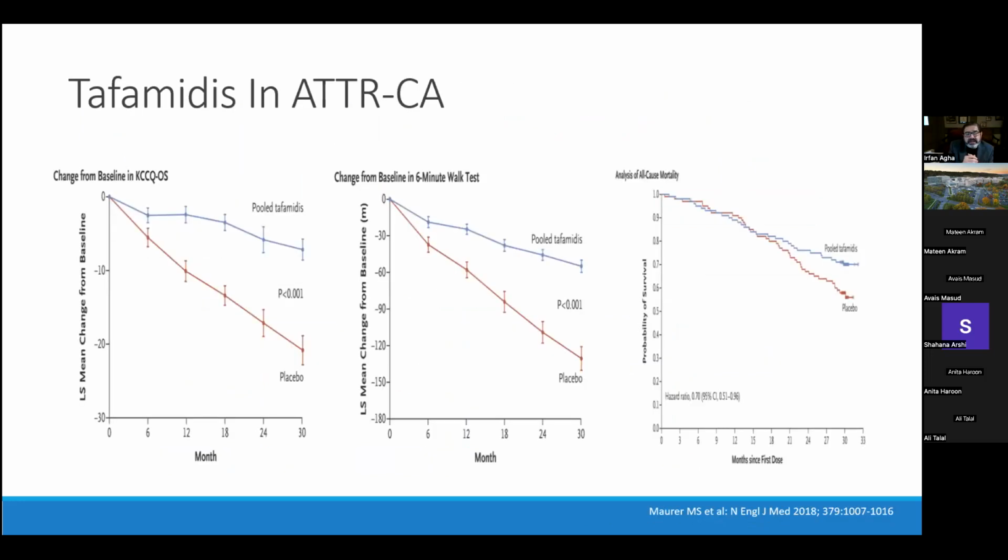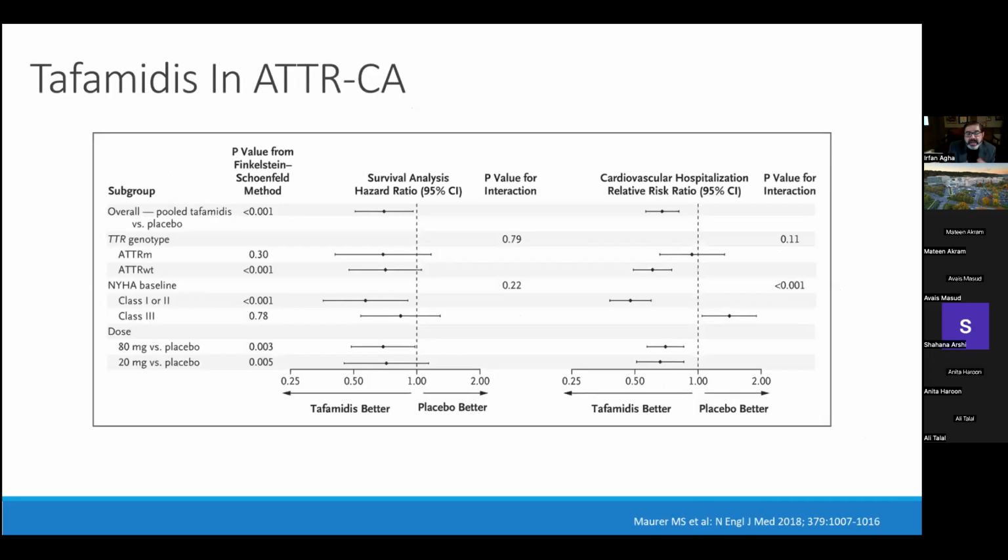Tafamidis in ATTR cardiac amyloid, because that is the main killer in ATTR amyloid, can actually improve your quality of life scores, change your baseline 6-minute walk tests, and also improve mortality. And so this is going to be one of the things that will be available to cardiologists to treat. And you actually do better the sooner you start treating these patients with tafamidis. So that would be an exciting way to go.